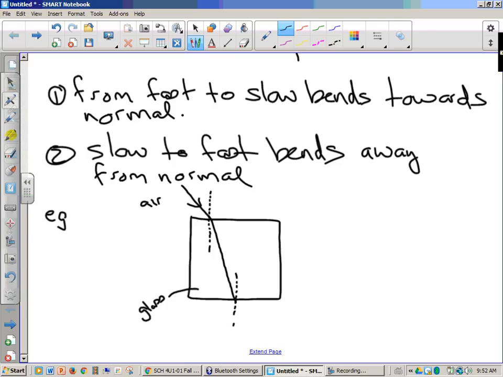And in actual fact, it bends away the exact same amount as which it bent down, because the ray ends up going in the same direction. And we called that angle E, the emergent angle. And the emergent angle is the same as angle I, because it bends back away the way it came.